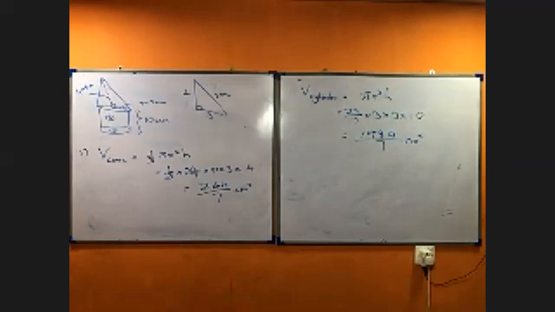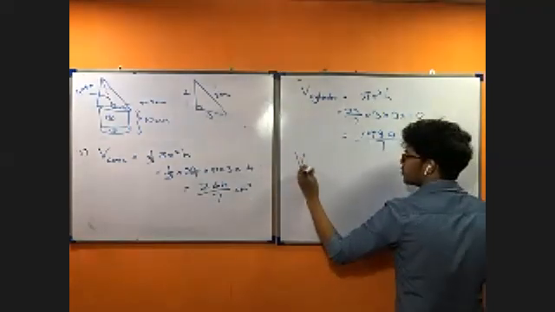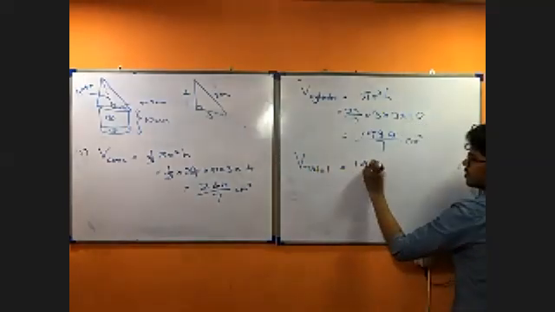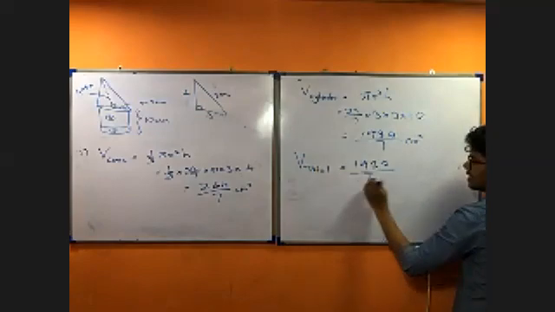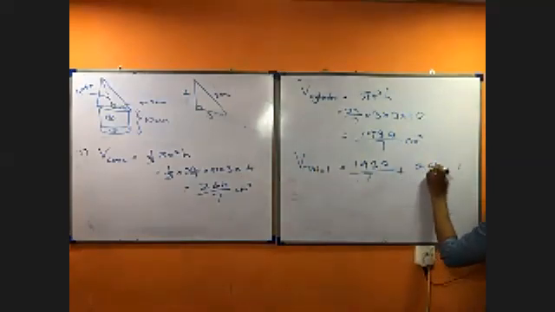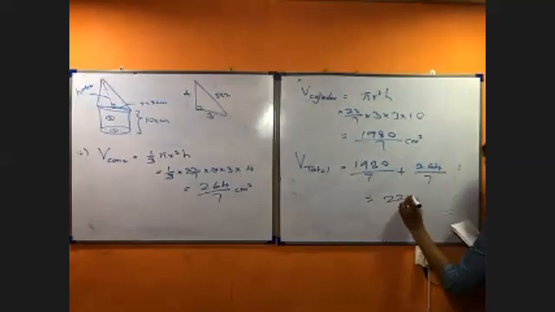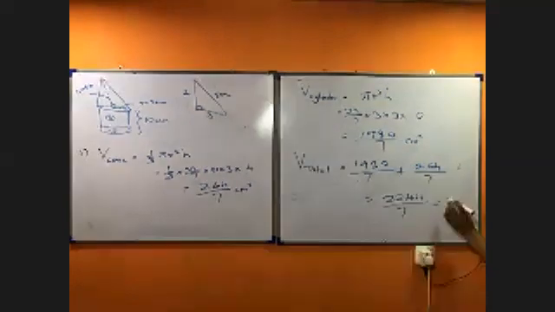So then to find the total volume, you can write 1980 over 7, the volume of the cylinder, plus the volume of the cone, 264 divided by 7. So that is going to give me 2244 divided by 7. Simplify and get the final answer.